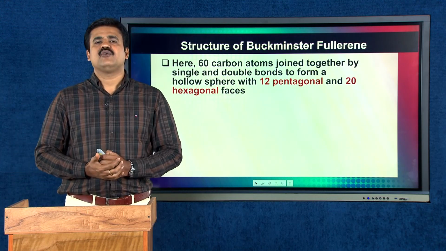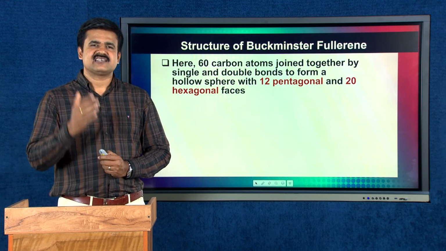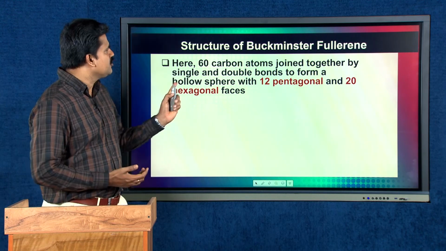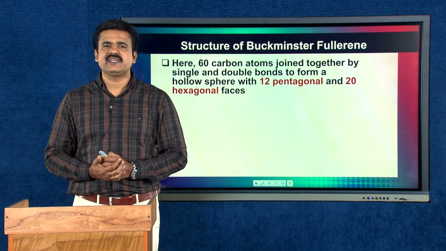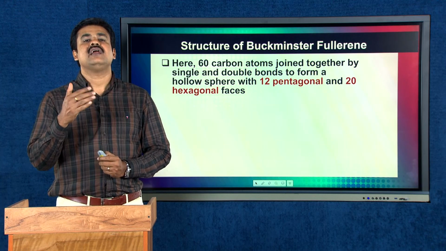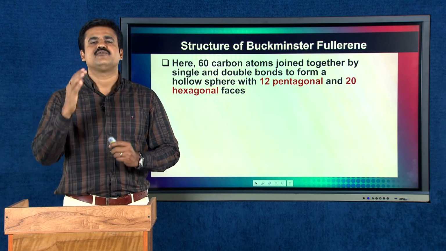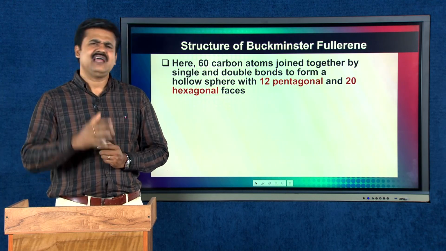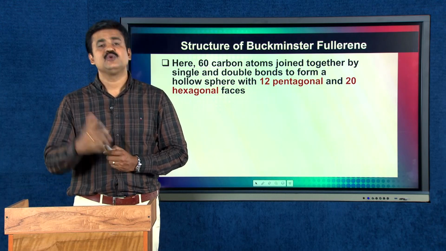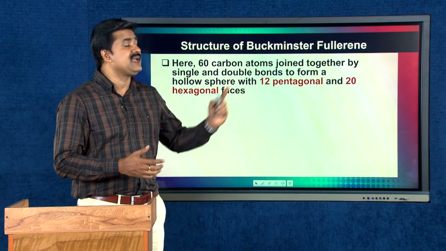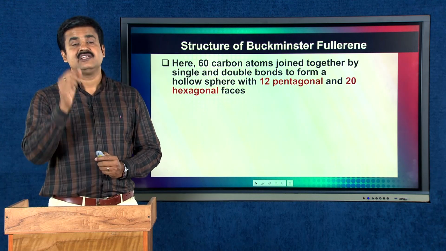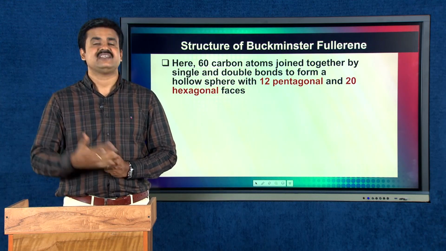The structure of Buckminsterfullerene is highly interesting. Here you can see 60 carbon atoms joined together by single as well as double bonds to form a hollow sphere, and in that hollow sphere you can see the presence of 12 pentagonal rings and 20 hexagonal rings or faces.